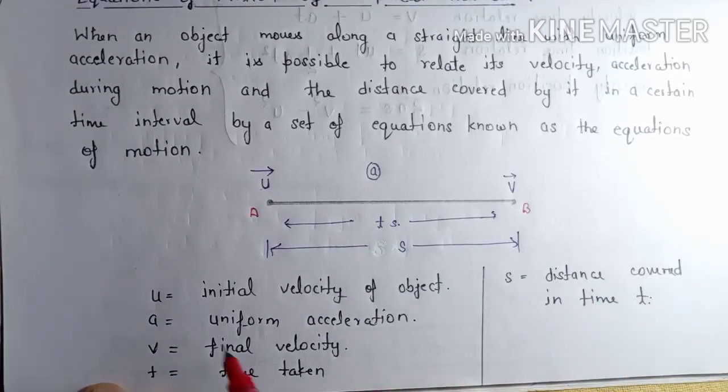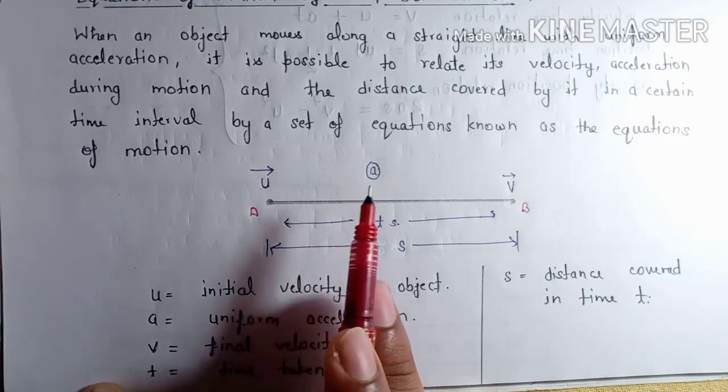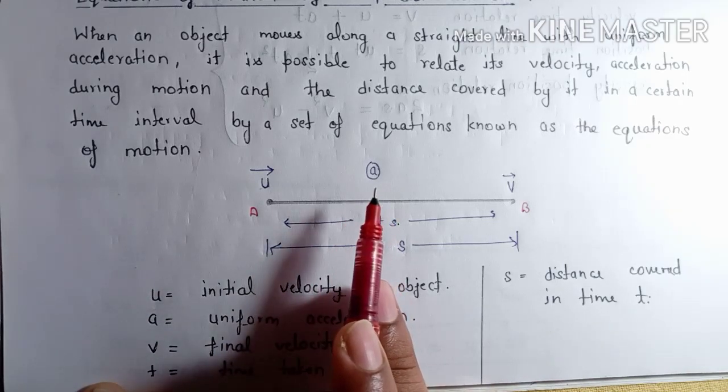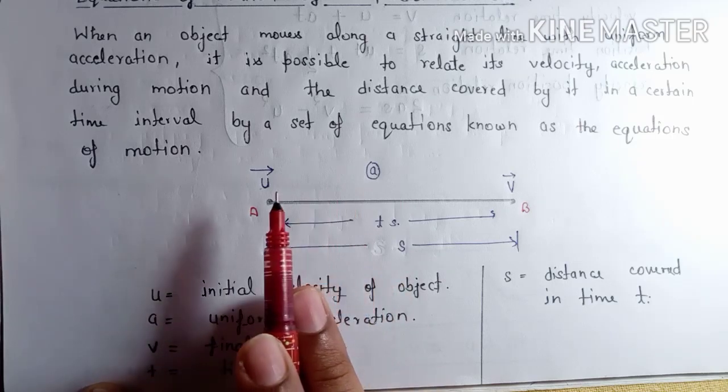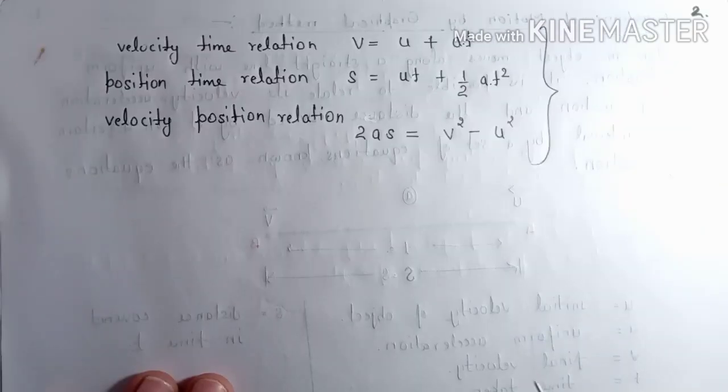We are given here what these values are. u is the initial velocity of the object, a is the uniform acceleration, v is the final velocity, t is the time taken, and s is the distance covered in time t when acceleration is being applied for increasing this velocity u to v. Then we obtain these three equations.